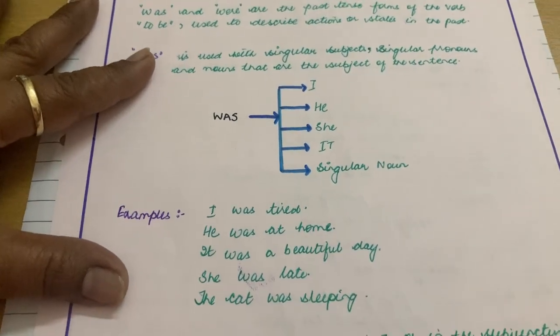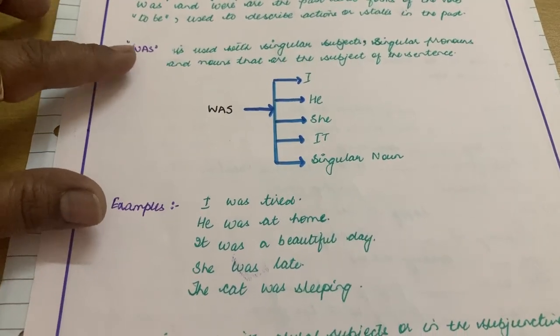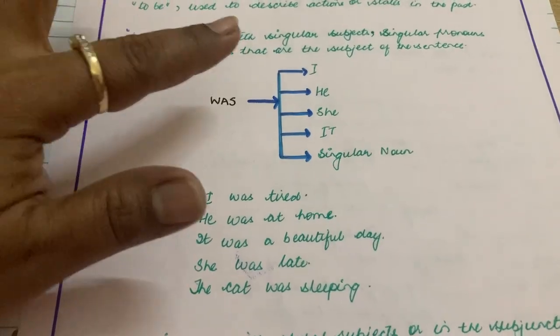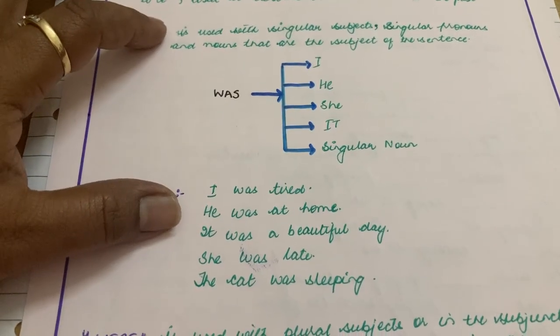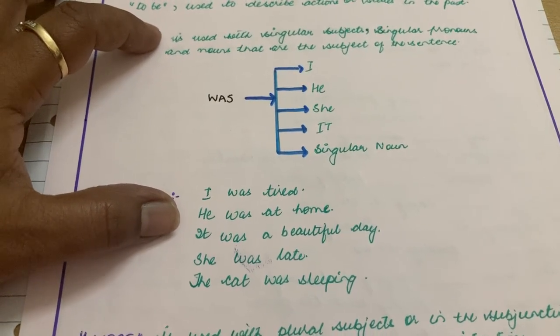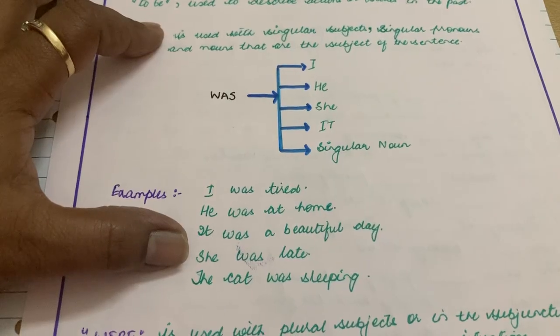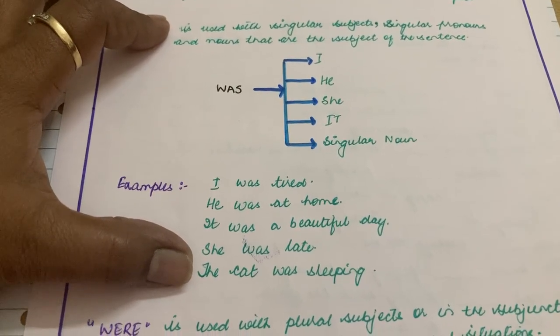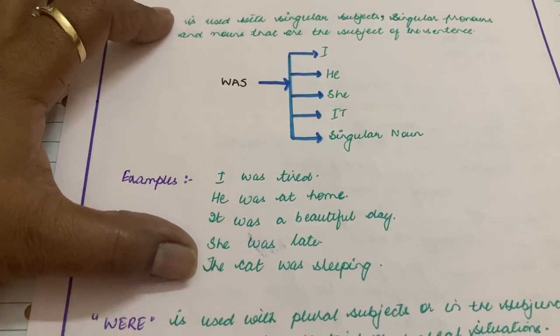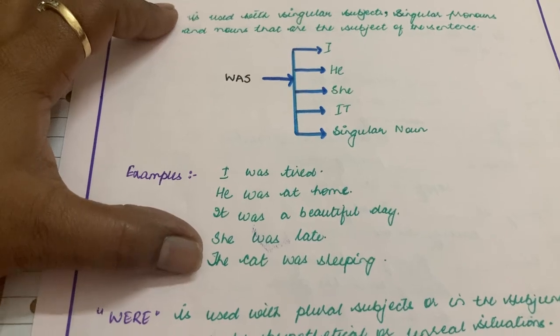A few examples of was are: I was tired, he was at home, it was a beautiful day, she was late, the cat was sleeping. Here the cat is a noun, a singular noun, so we have used was.